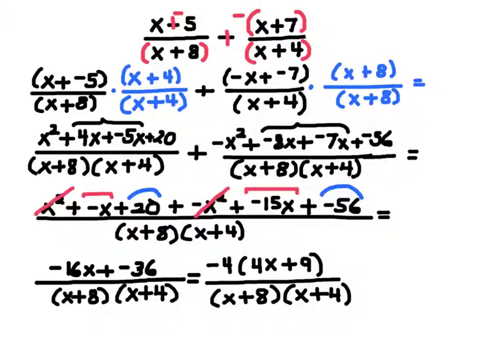Now when we look at this solution, the numerator is fully factored. It's a negative 4 times 4x plus 9, and the denominator is x plus 8 times x plus 4. The denominator is fully factored. The numerator is fully factored. There are no like factors, so nothing is going to cancel out, and this is our final answer.